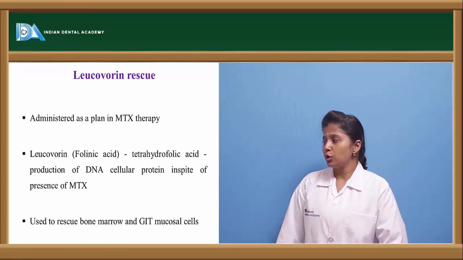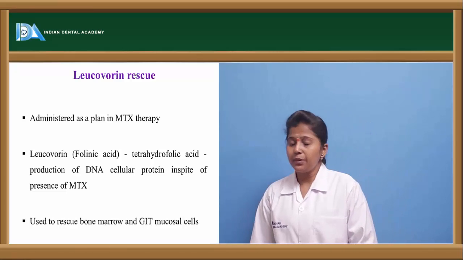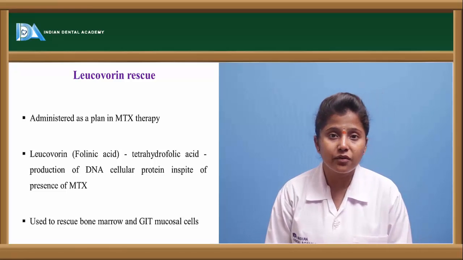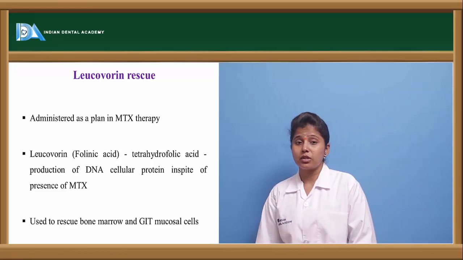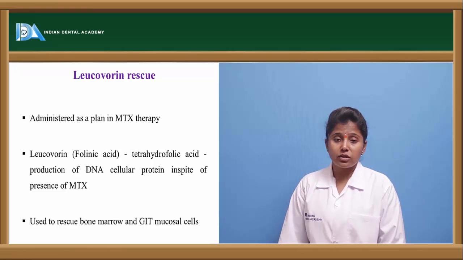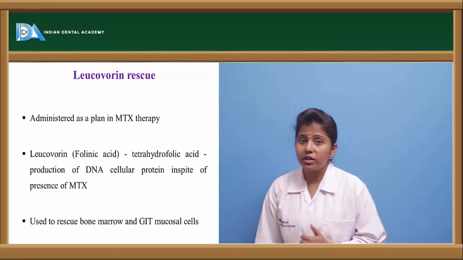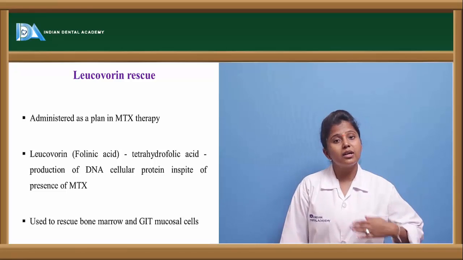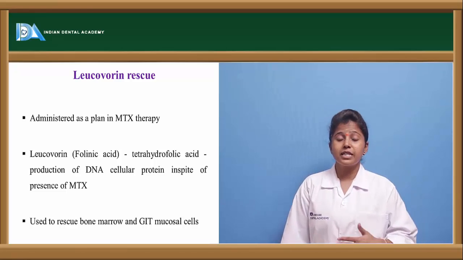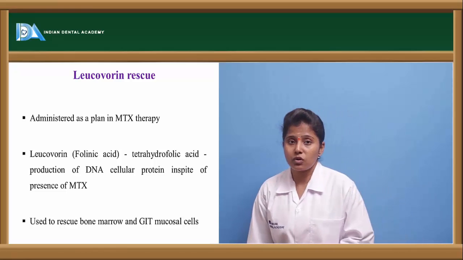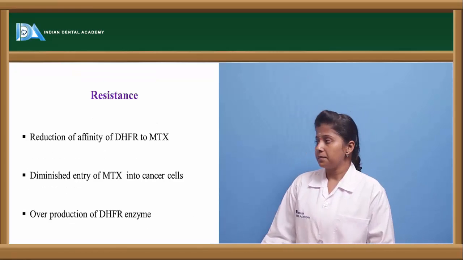So they are used to rescue bone marrow as well as GIT mucosal cells. In the toxicity of methotrexate, there will be myelosuppression or immunosuppression. In that severity, this leucovorin is given in order to prevent the action of methotrexate, or else we can say in order to prevent the adverse effects or toxicity of this methotrexate.